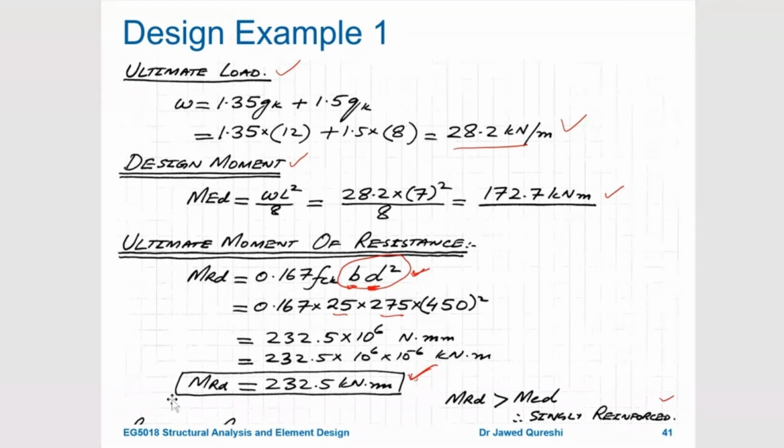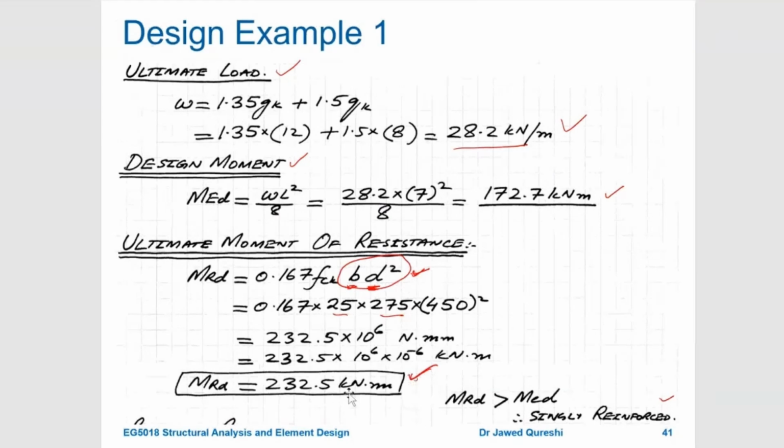Now you can see that the value here is comparable with MED. MED is 172, MRD is 232. It means they are comparable. Here they are not comparable at all. If you consider this, it means that this beam is going to collapse, to be honest, and then you will always be designing it as a singly reinforced concrete beam.